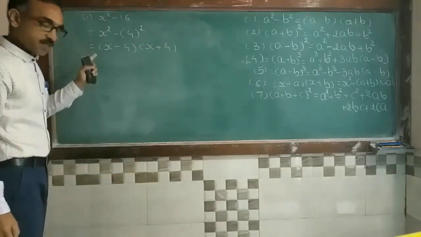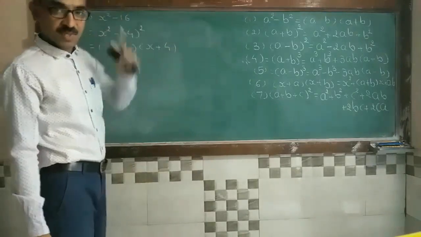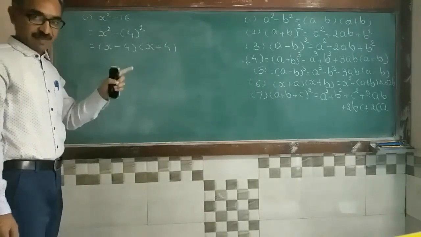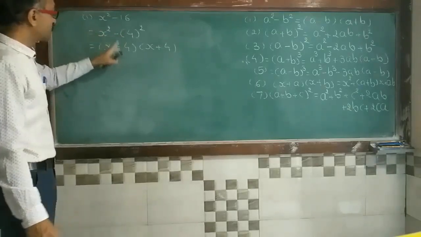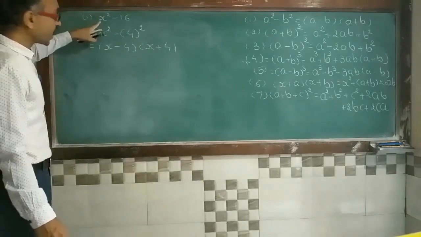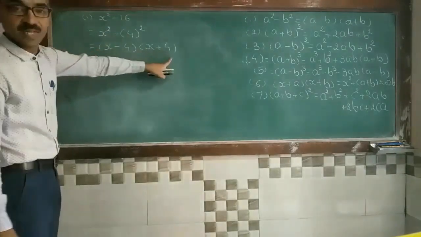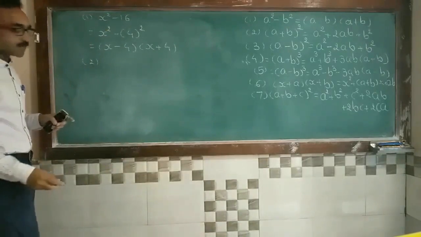Why? We know the formula: if you are given a square minus b square, the answer is always one time (a minus b), the second bracket is (a plus b). So here (x minus 4) and the second bracket (x plus 4). Here a is equal to x and b is equal to 4, so (a minus b) and (a plus b). Let's take another example for that.